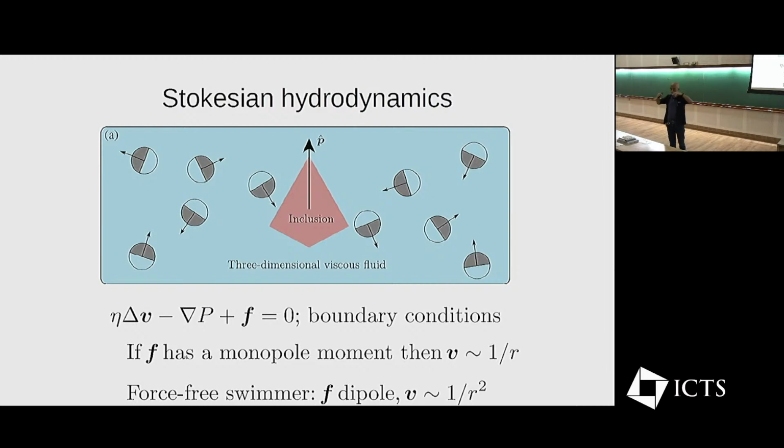If it's force-free, remember, swimming is a force-free activity. The force the swimmer exerts on the fluid is balanced by the force the fluid exerts on the swimmer, because there's no external force. Newton's third law tells you those forces are zero. So if you describe the swimmer by a force density, if you write down the equation for the joint velocity field of swimmers plus fluid, the force in that is zero. Therefore, any force density you ascribe to it can't have a monopole moment. Right? So a force-free swimmer will have a force density which is a force dipole.